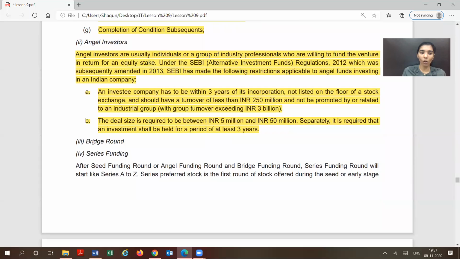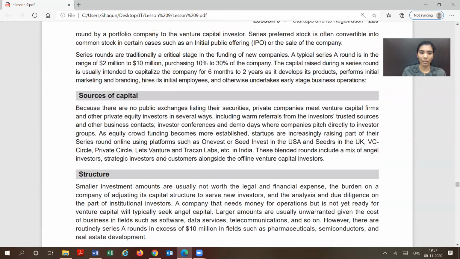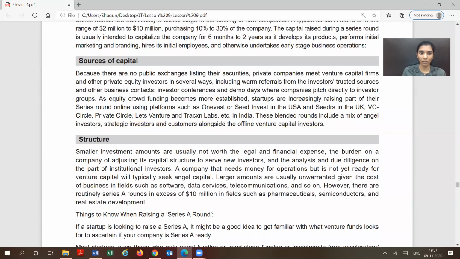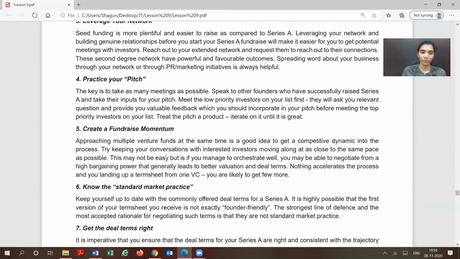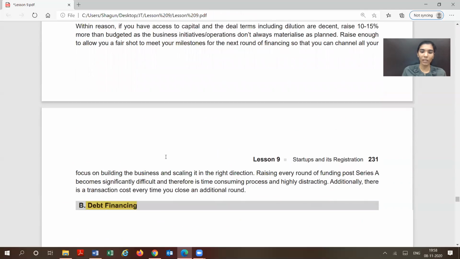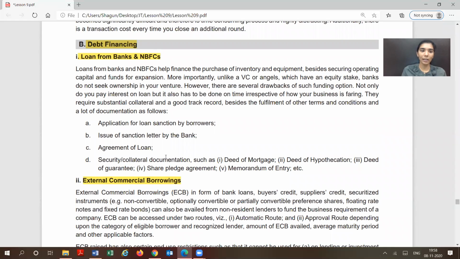फिर और options है bridge round and series funding. You can just read all this once. It is not really very important. आपको सिर्फ टाइप्स याद करने हैं मोस्टली. तो हमने इक्विटी फंडिंग देखा, अभी डेट फंडिंग.